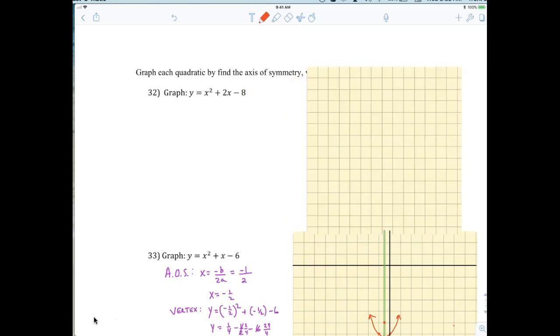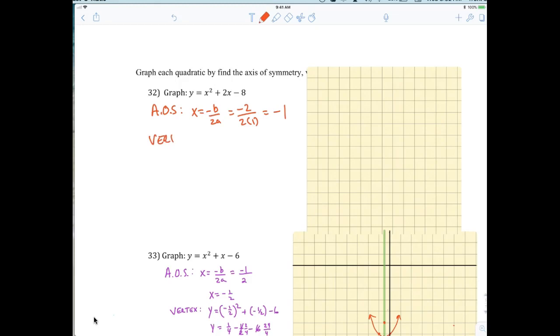All right. So again, x equals for your axis of symmetry. Come on, guys. Some of you are worried about this. Don't worry. It's just 3 steps, right? x equals negative b over 2a. Negative 2 over 2 times 1 equals what? Negative 1. Does everybody agree with that?